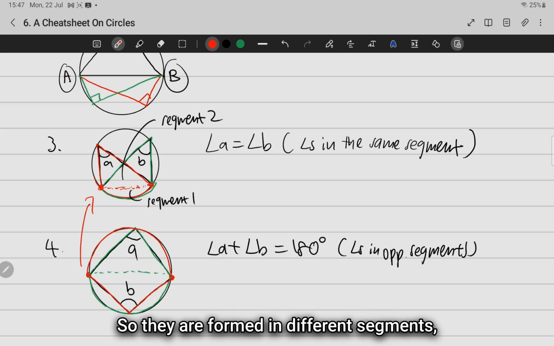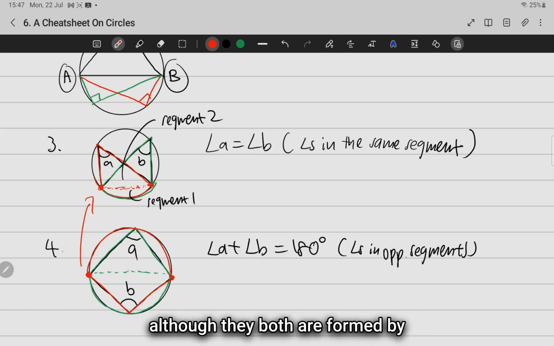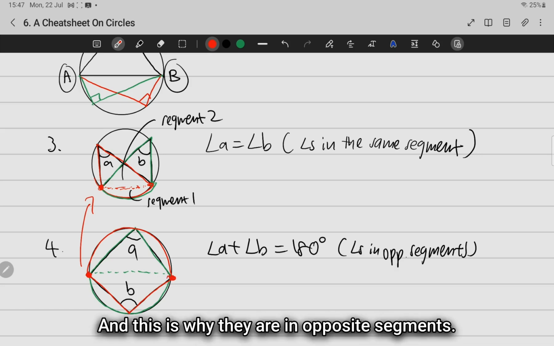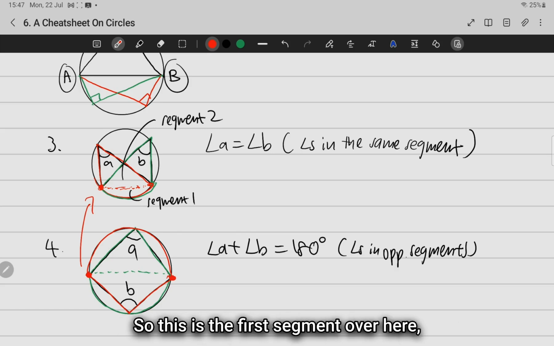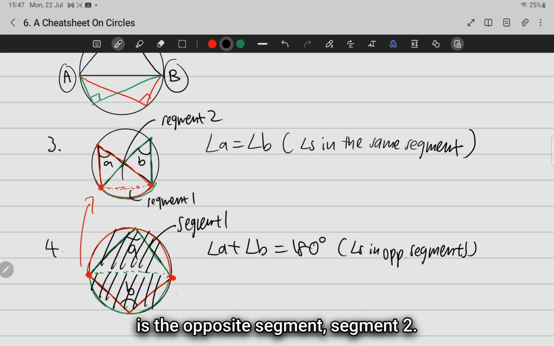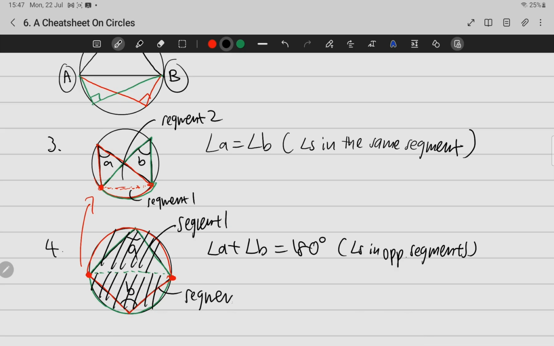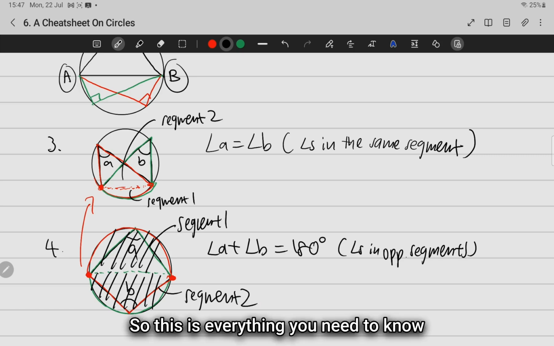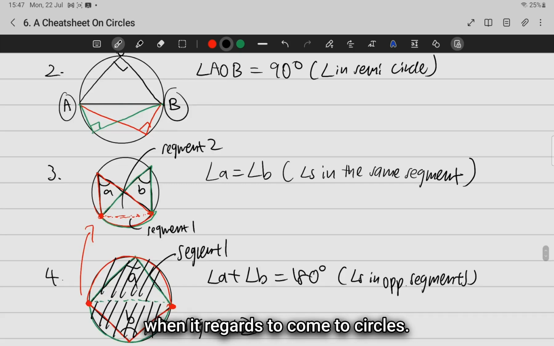So they are formed in different segments, although they both are formed by lines that touch at the same points. And this is why they are in opposite segments. So this is the first segment over here, this is segment 1, and this is the opposite segment, segment 2. So this is everything you need to know when it comes to circles.